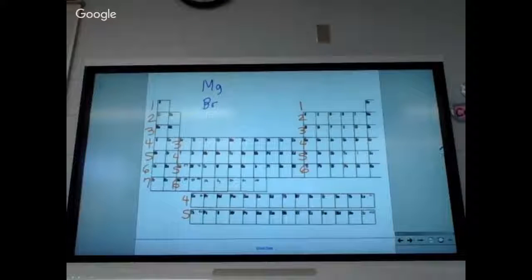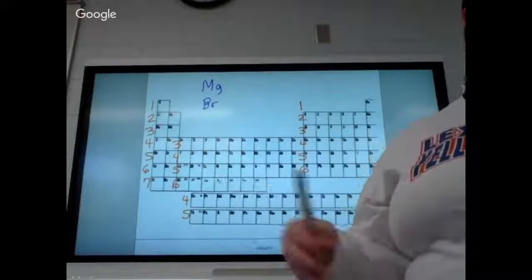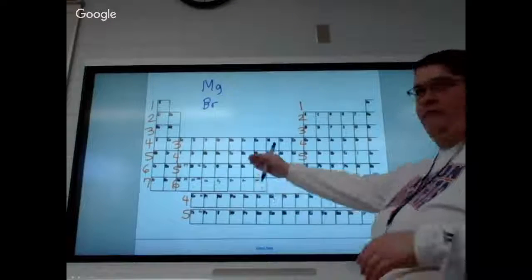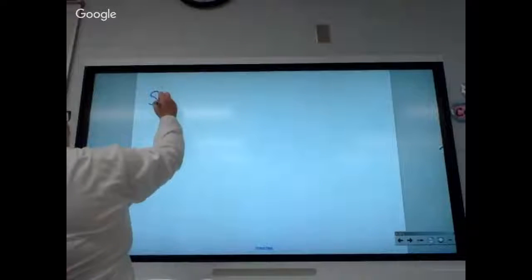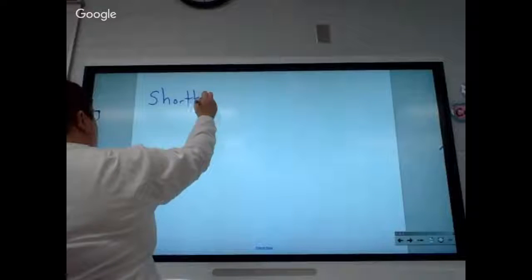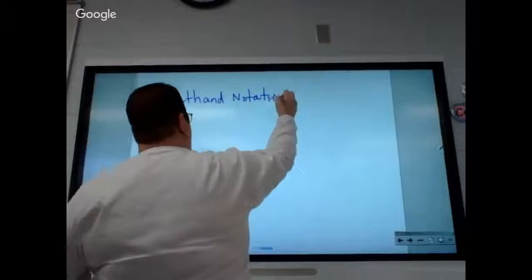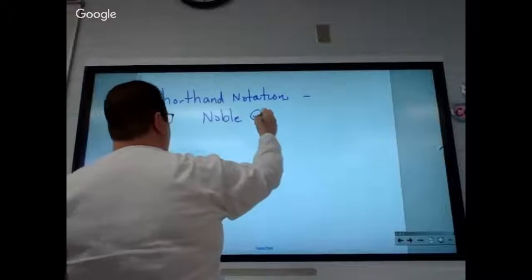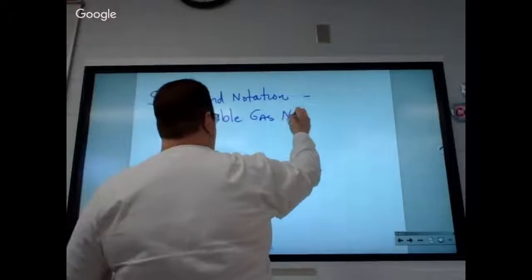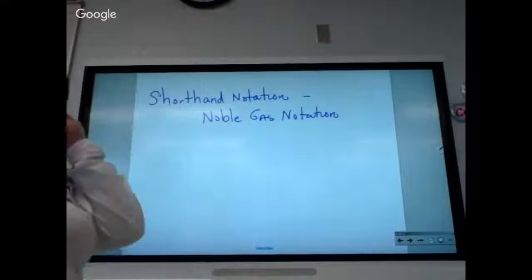First. Okay. So shorthand notation is where I want to finish up for the day, and we won't be able to finish shorthand. We're just going to start it, and then we'll do this bottom half on Monday. But let's talk about some shorthand. Shorthand notation also has another name. It's often referred to as noble gas configuration or notation, because you have to use a noble gas.